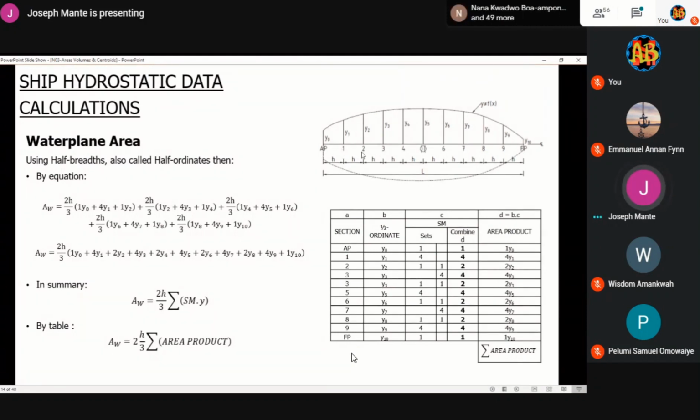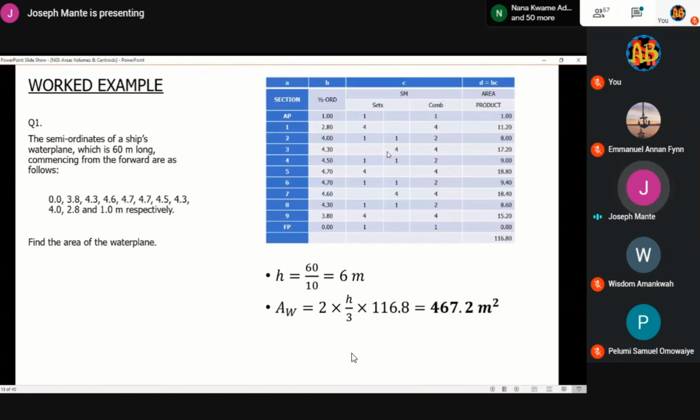From 1 to 2, that becomes 6 meters. From 2 to 3, it becomes another 6 meters. From 3 to 4, it becomes another 6 meters. So that is it. You have been able to calculate your h.